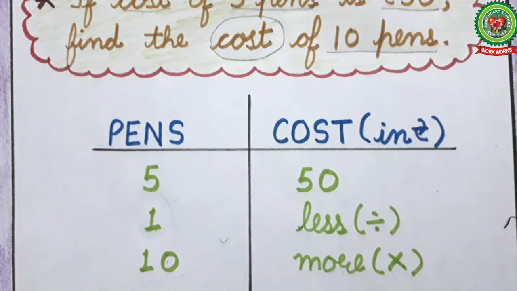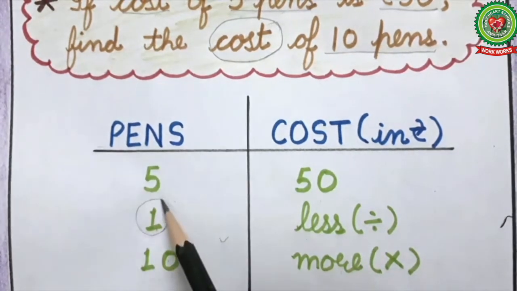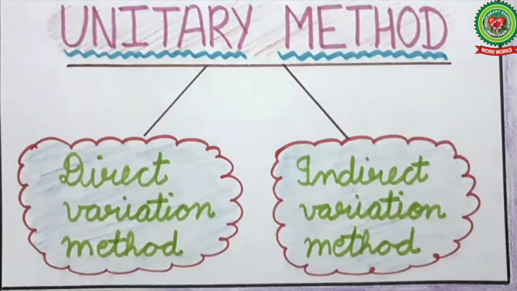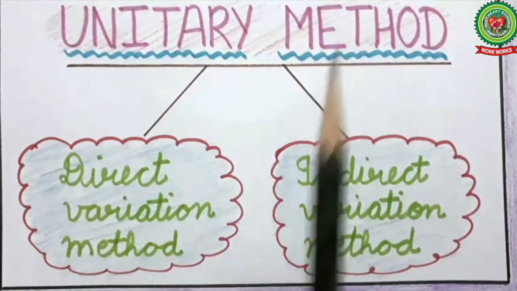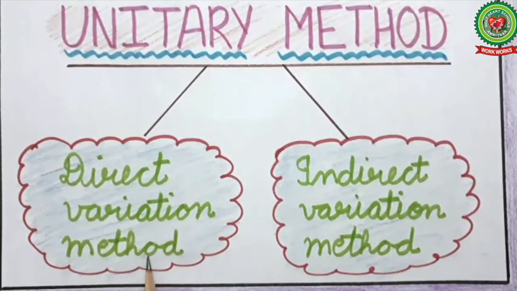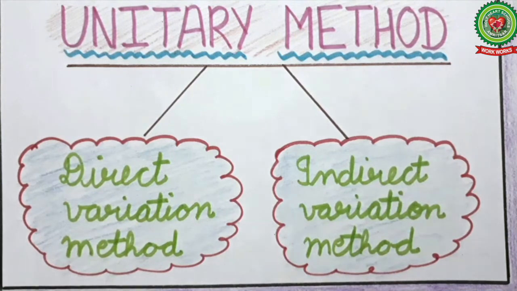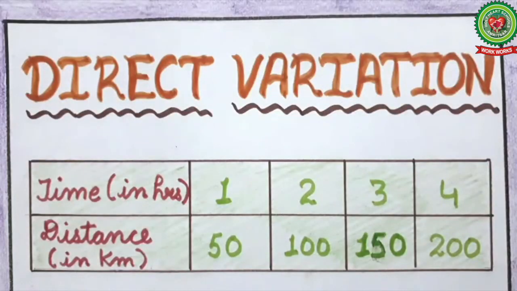So a method in which firstly we find 1 unit in order to solve the question further is called as unitary method. Students, under the unitary method, we will discuss two types. First one is direct variation method. Second is indirect variation method. Let's start with the first type, that is direct variation.